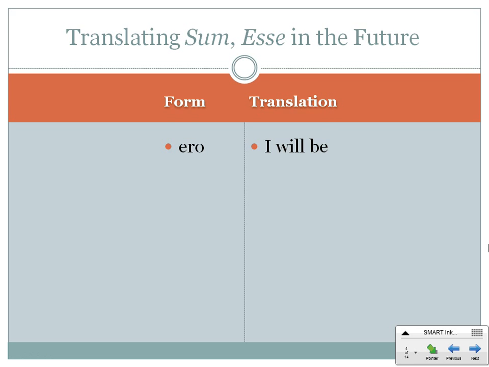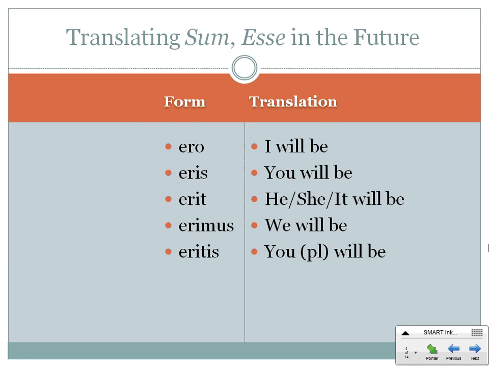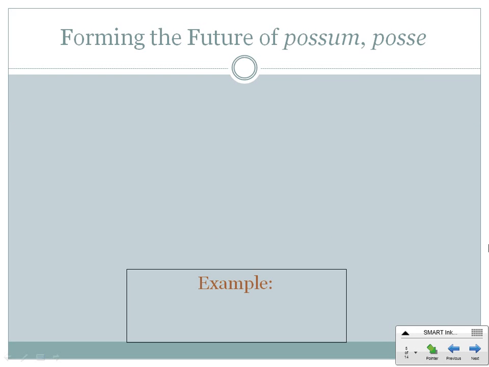Now, translating sum and esse in the future, here are going to be all the forms. Ero is I will be, eris, you will be, erit, he, she, it will be, erimus, we will be, eritis, you will be, you all will be, technically, and erunt, they will be.